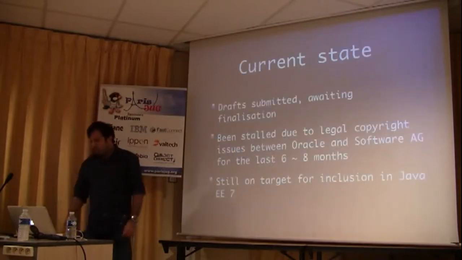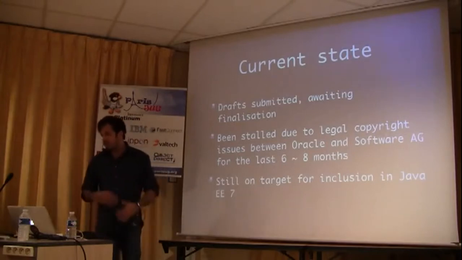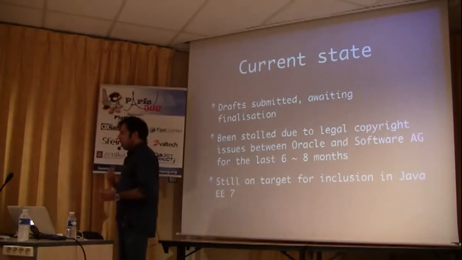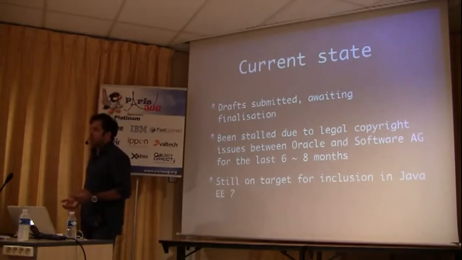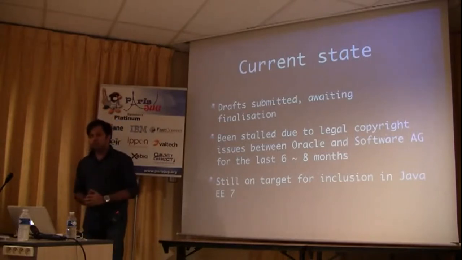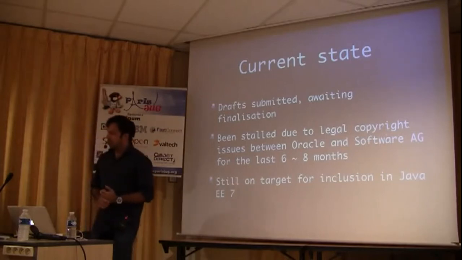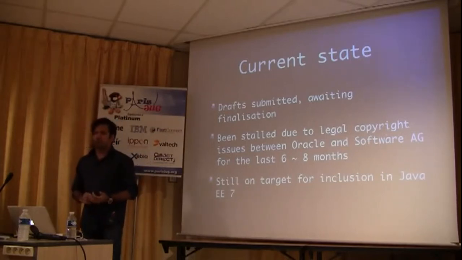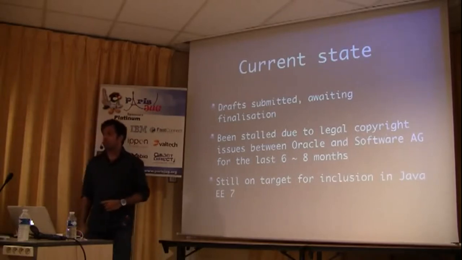Where are we at the moment? So, a brief summary of the actual JSR. The drafts are submitted. We're very close to completion here, awaiting finalization. We hit a bit of a roadblock for the last 6 to 8 months, mainly to do with legal issues and copyright issues. We're finally through all of that now, and we're still on target for inclusion in Java EE 7.